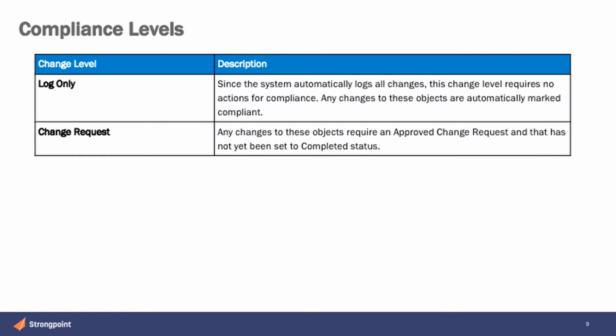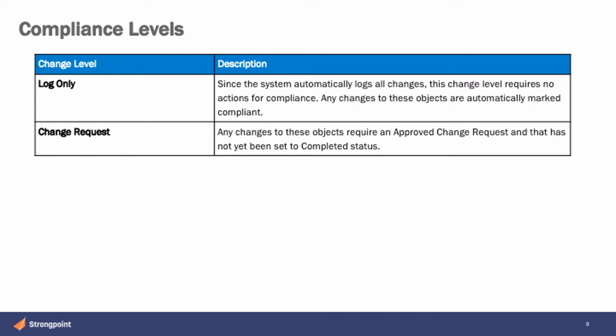For today's demo, we'll be focusing on 2 levels of compliance. So the change level called log only. This is when the system automatically logs the change. A good example of this would be for saved searches. You don't necessarily want your users having to submit a change request for their own private saved search. So the changes made to those searches are logged, but as log only. So not requiring a change request and not looking for a compliant window.